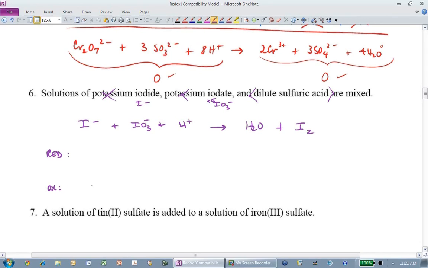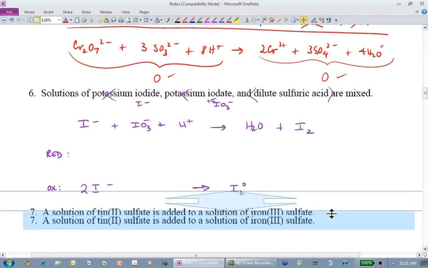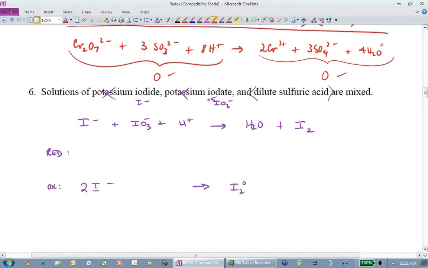What's easy? I minus going to I2. That's easy. I minus, going to a higher oxidation state of 0. So I would need 2 of these, and more room. I would need 2 of those, and what else? I need 2 electrons as oxidation. Oxidation is loss, so 2 electrons have to come off over here, so I'm minus 2 on both sides. That was the easy part.